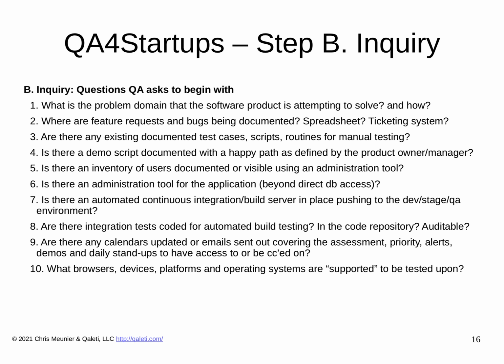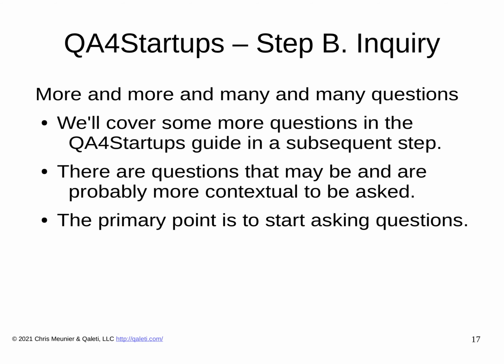The Step B, Inquiry, questions QA asks to begin with, is a way to initially populate the questions and findings file, as well as establish a baseline of understanding of the system under test and the processes that go along with that, including continuous integration environments, calendar invites and events, lists of users, and administrative tools. There are numerous other questions that can be asked, perhaps countless, and we will cover more in another step of the QA for Startups guide. The intent of this list is to get the questions and discussions going initially.